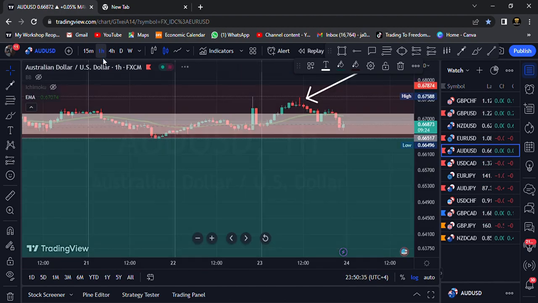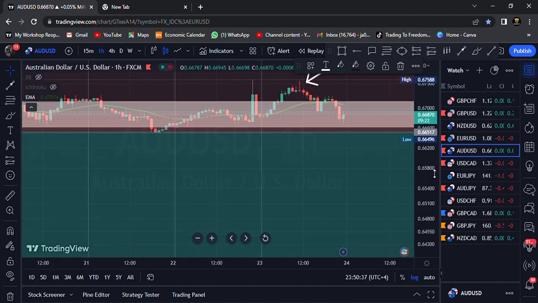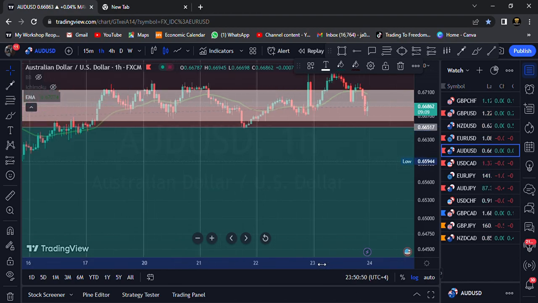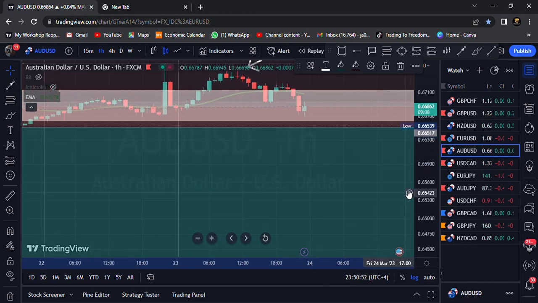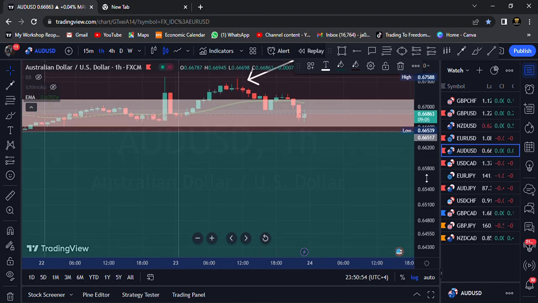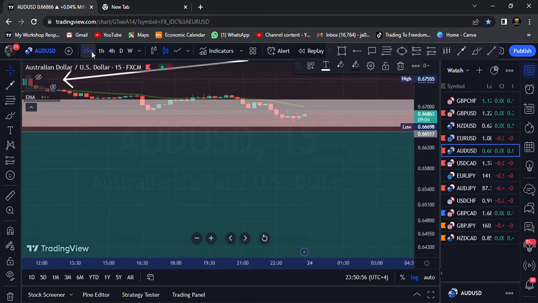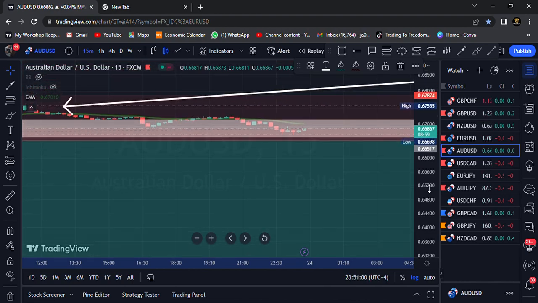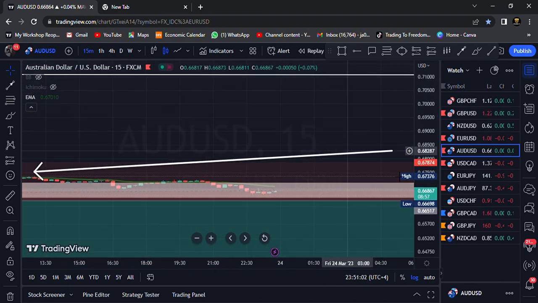With the 1 hour, it broke already, tried to reverse, then still broke, and it's actually below the moving average. So if that is the case with the 1 hour, we are already good to go as a sell. And let's see the 15 minutes. So the 15 minutes, it's actually moving back up.